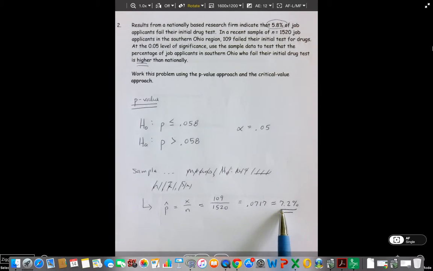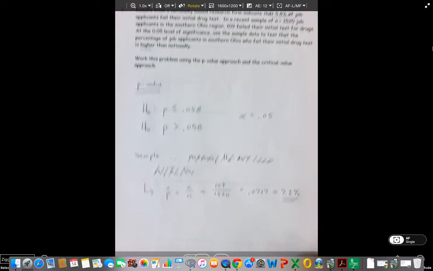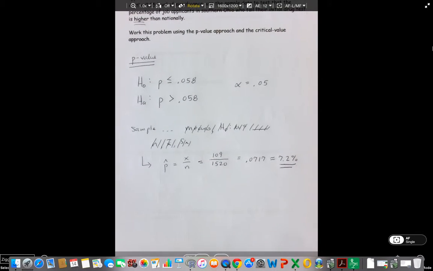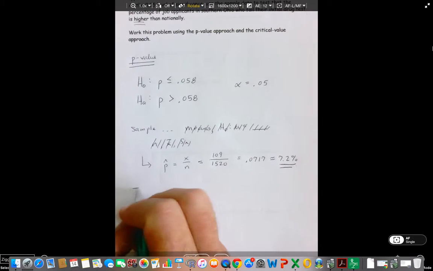This 7.2 will vary from sample to sample. Is that difference from 5.8 to 7.2 just a result of sampling variation? Because we know these samples will vary? Or is it the result of something else? Is it the result that we have a problem in Southern Ohio with people coming to start a new job who have been using drugs? Well, you just let the process play out.